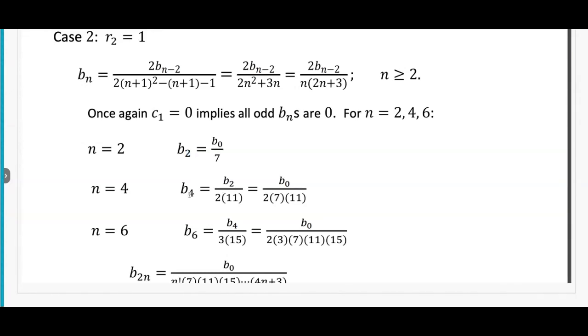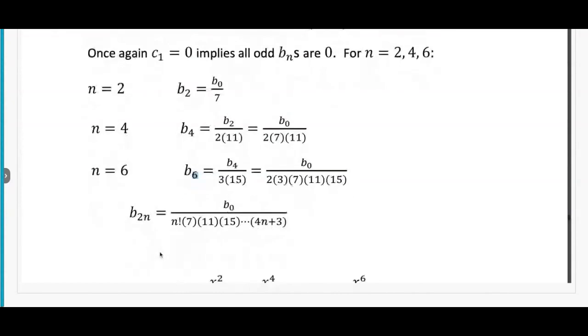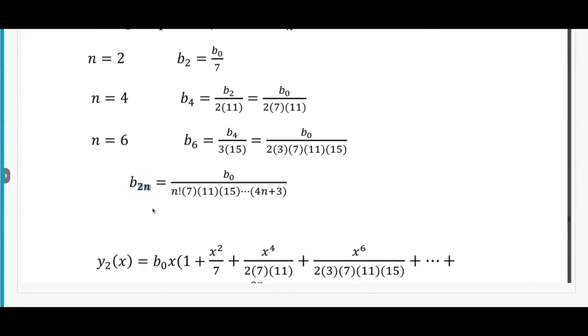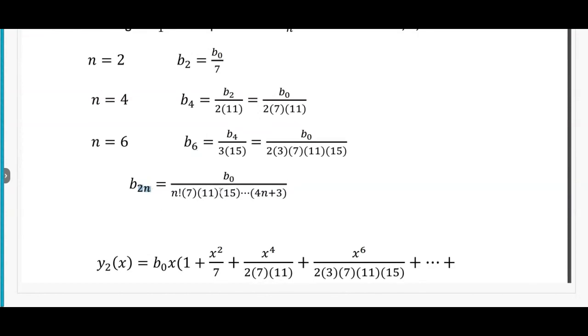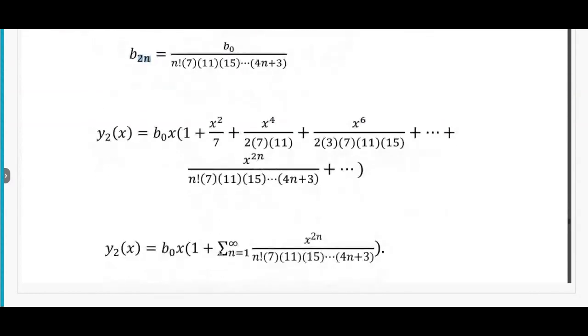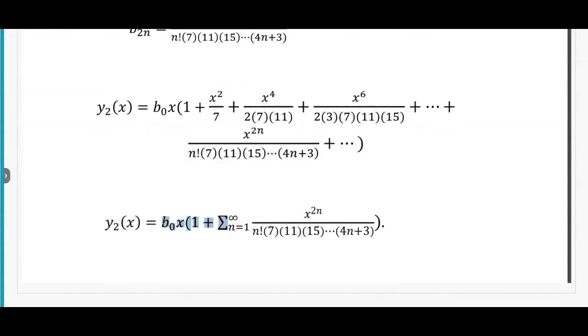So 2, 4, 6, or maybe you want to do 8. Then you find the 2nth term, like this. Then the solution from r equals 1 is this.